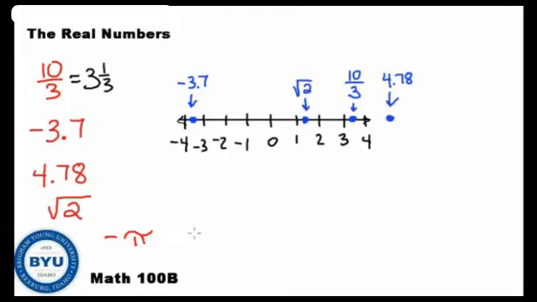And last of all, negative pi. Negative pi is -3.1415. And so that's about right here, really close to the -3.7. I'd go ahead and write in negative pi and graph it like that. How'd you do? Make sure to check your answer.